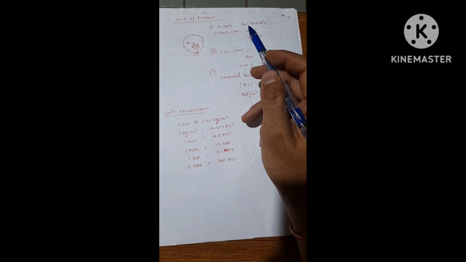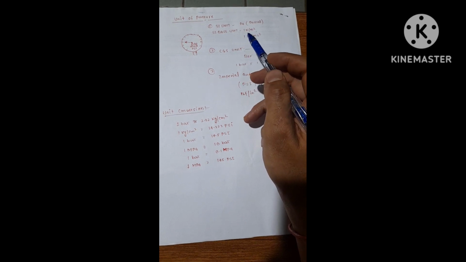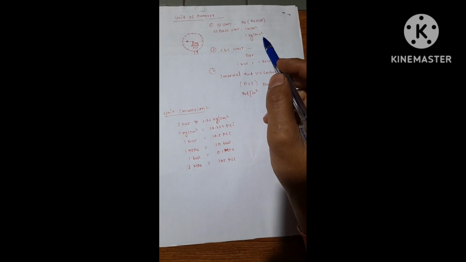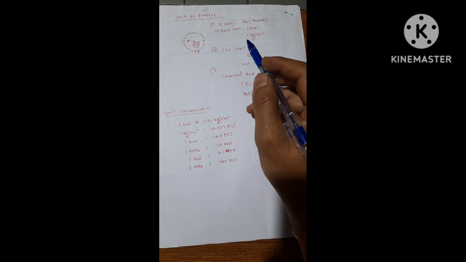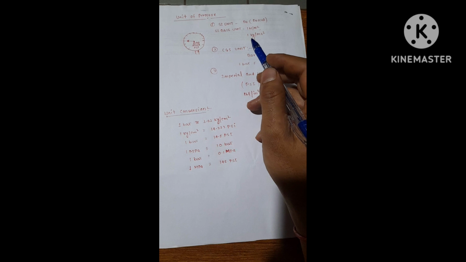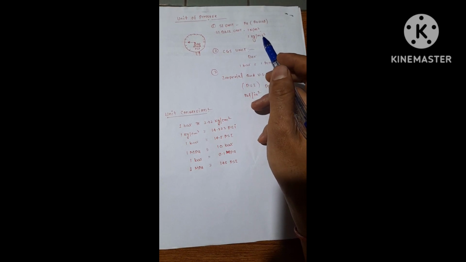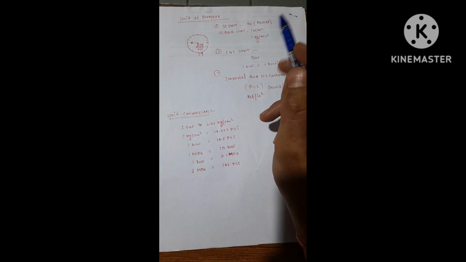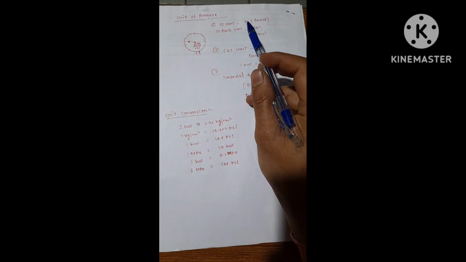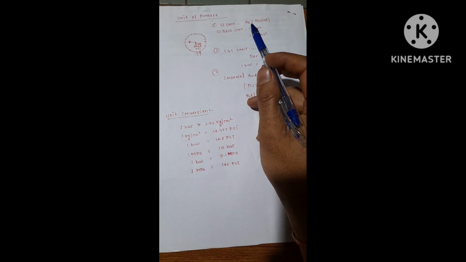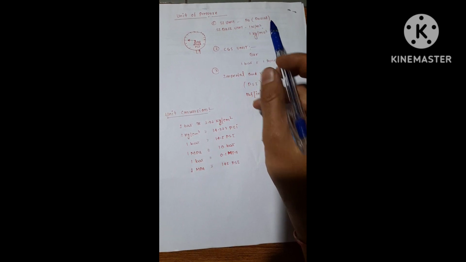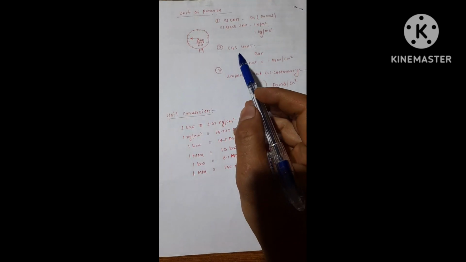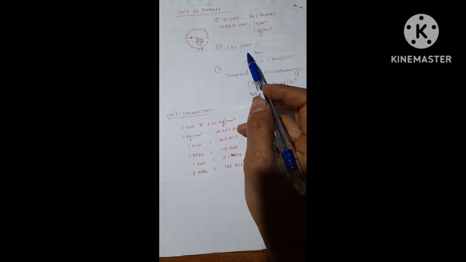The SI base unit is 1 Newton per meter square. We also denote it by 1 kg per meter second square. This is also called Pascal, denoted by Pa.